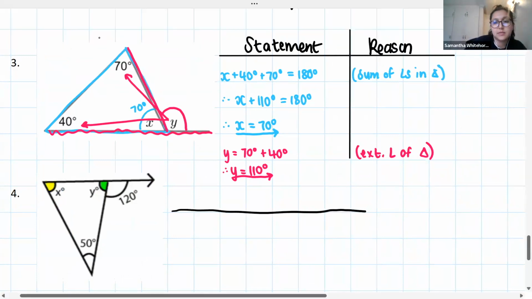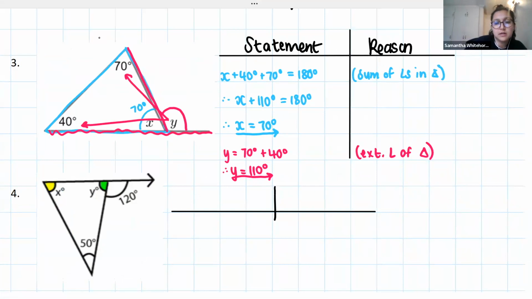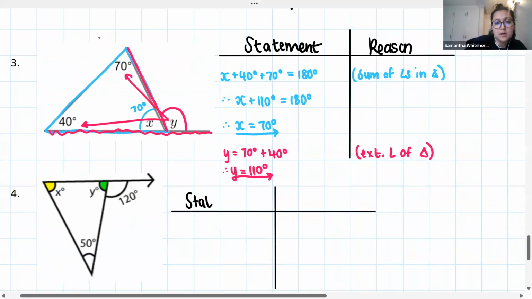Let's remember our statement and our reason. And I want you to try this one by yourselves. On the chat, when you give your answers, please remember to say X equals whatever with a reason and Y equals whatever answer with a reason. So please remember those reasons.